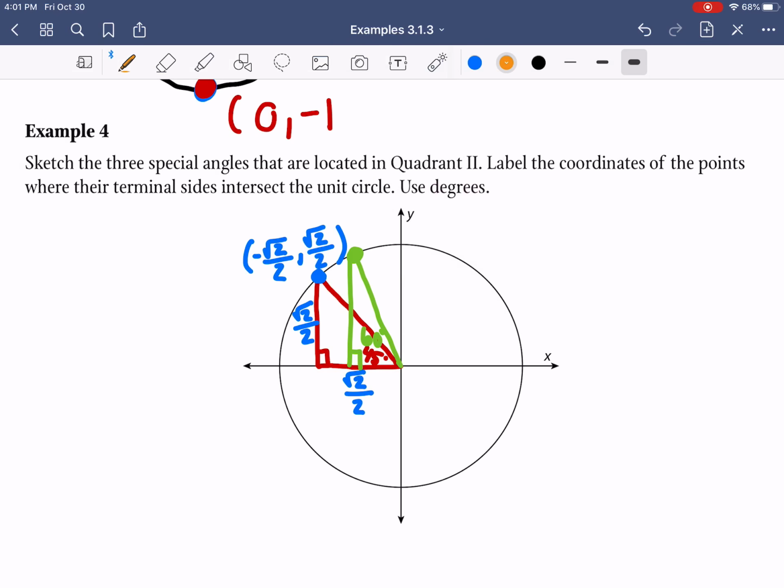Well, to find those coordinates, remember that the hypotenuse is 1. So across from the 30-degree angle, the smaller one is 1/2, and then across from the bigger side is radical 3 over 2. To get to this point right here, you have to go left and then up. So since you go left, it's going to be a negative. How much negative? 1/2. Then since you go up, it's going to be positive. How much positive? Radical 3 over 2. So negative 1/2, comma, square root of 3 over 2.